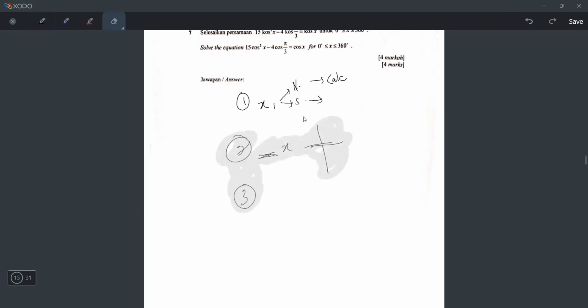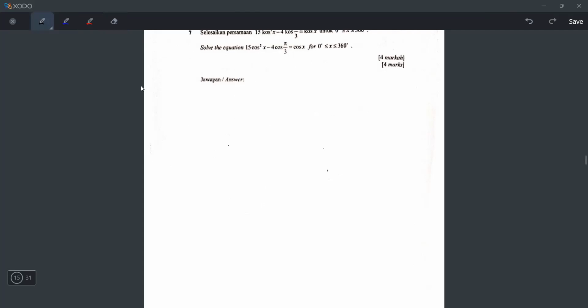Right? So this question is obviously type number 1, because they ask you to solve, means find x, not like sine x or cos x. Means later you have to press shift sine, shift cos, shift inverse, and you have to make sure you know whether it's a normal case or special case. All right, so let's look at the question. 15 cos square x minus 4 cos pi over 3 equals cos x, and they want you to state the answer from 0 to 360.